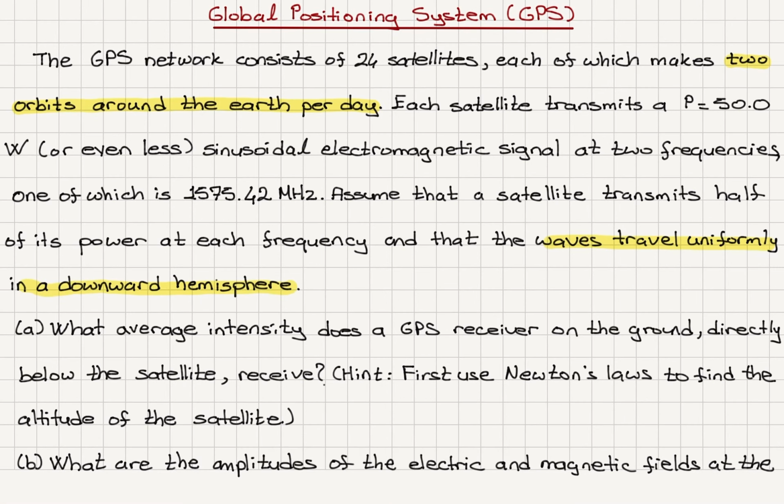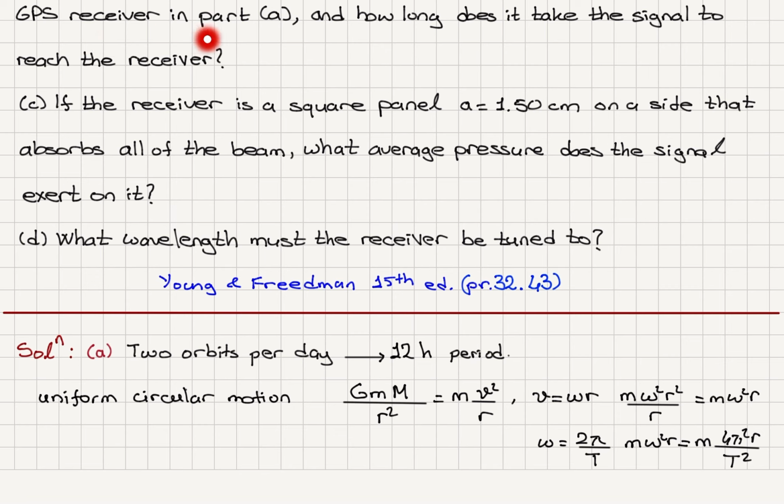Now moving on with this global positioning system problem, in part A we calculated the intensity a GPS receiver receives when it's directly below the satellite. Part B, what are the amplitudes of the electric and magnetic fields at the GPS receiver in part A, and how long does it take the signal to reach the receiver?